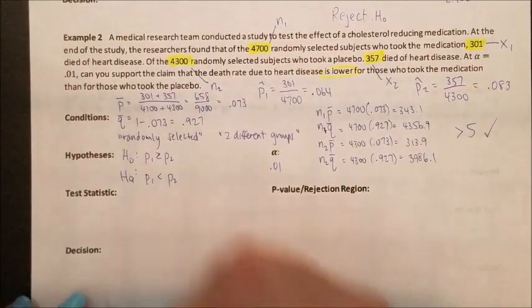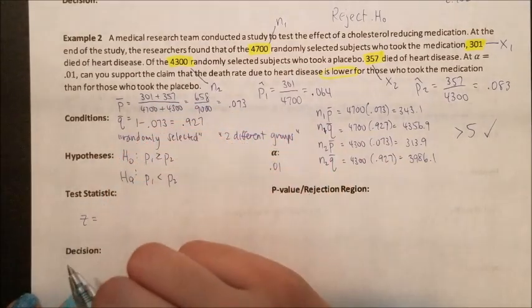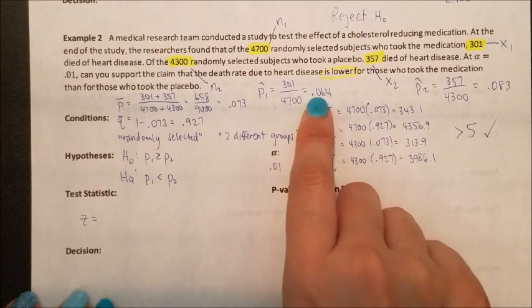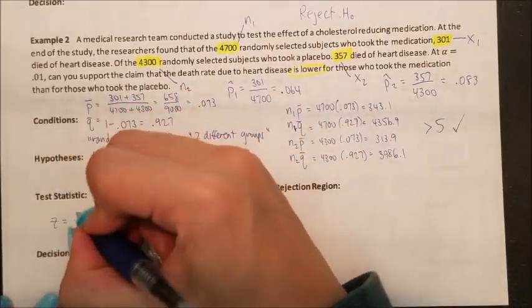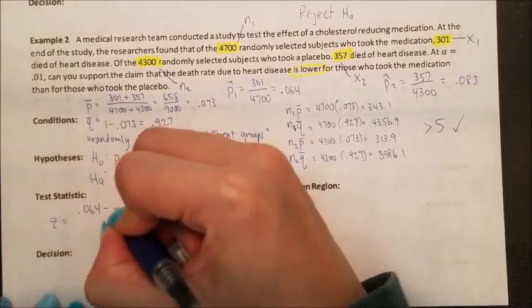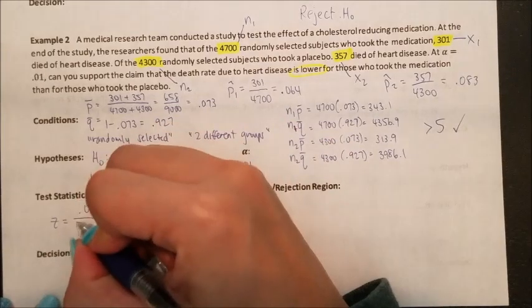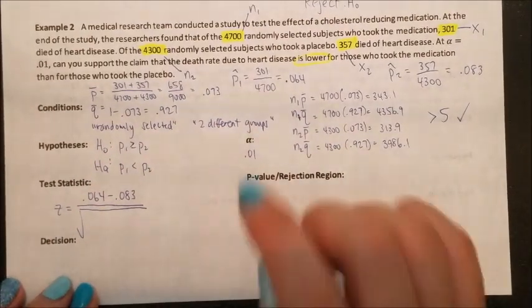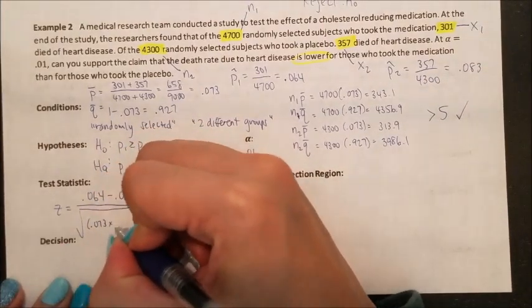Our test statistic, plugging everything in, we end up with percentages. So P1 was 0.064 and P2 was 0.083. And then big square root on the bottom, plugging in our P and Q, we have 0.073 times 0.9.